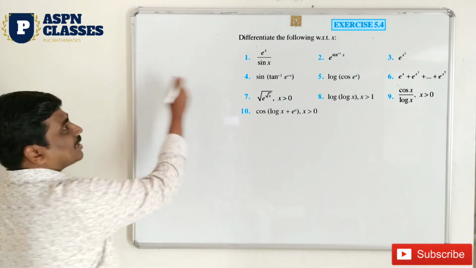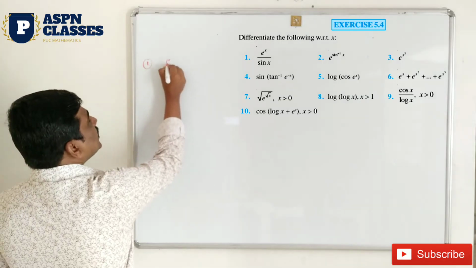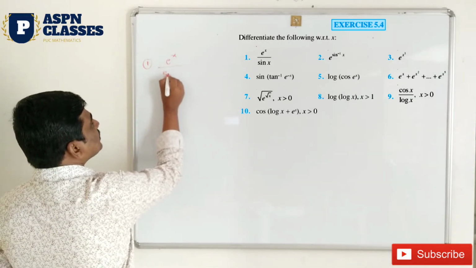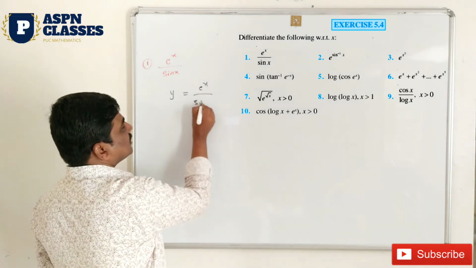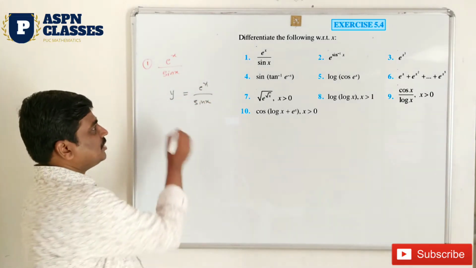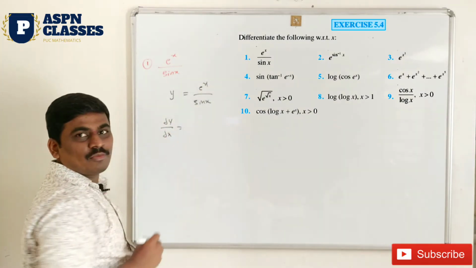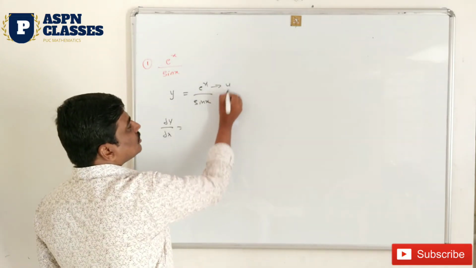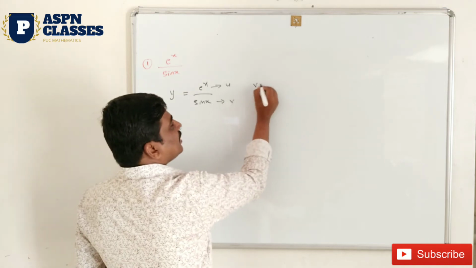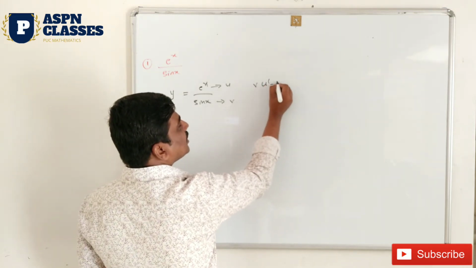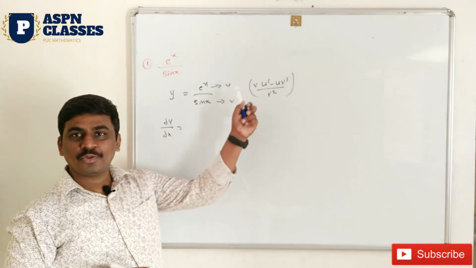Observe here. Again, differentiate with respect to x only. What is the first example? y is equal to e raised to x divided by sin x. Differentiate both sides. Here dy by dx is equal to the u by v formula. Consider e raised to x as u and sin x as v. The u by v formula is: v times u dash minus u times v dash, divided by v square.